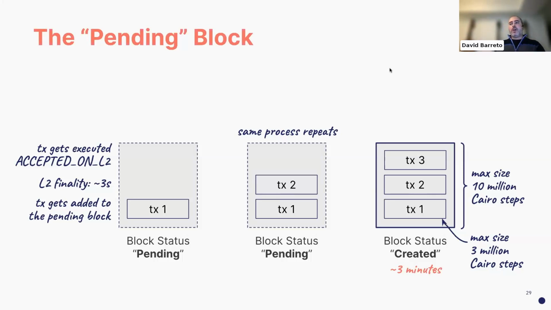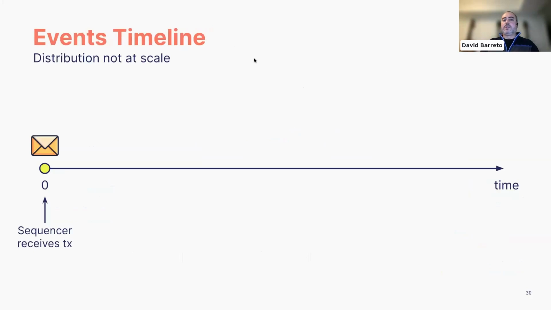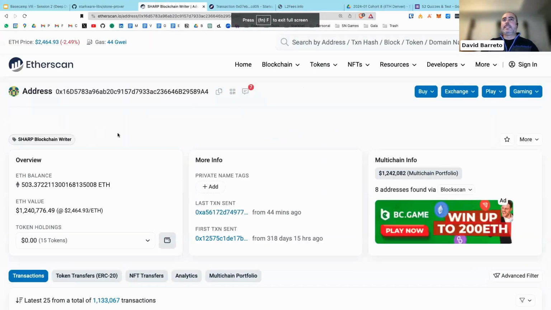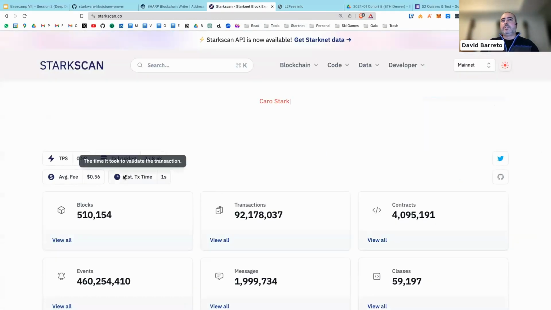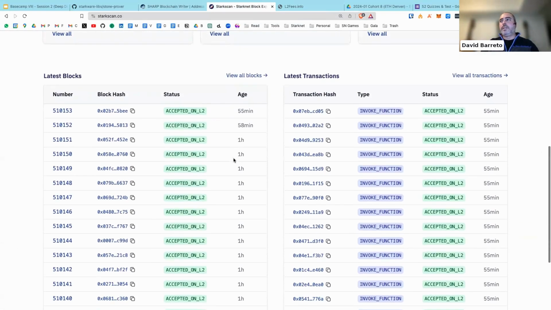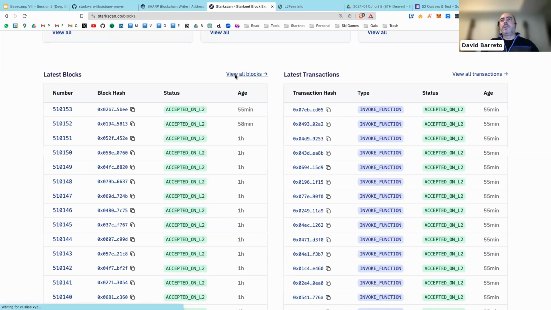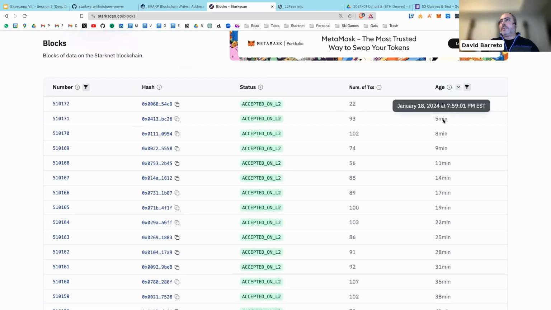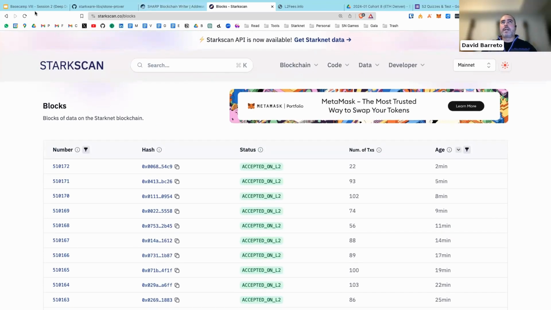Okay, so blocks are created more or less every 3 minutes. And we can take a look, for example, if we go back to StarkScan, a block explorer. We see all the blocks being created. You see the difference in time, right? It's about 3 minutes between them, more or less. All right, back to the slides.